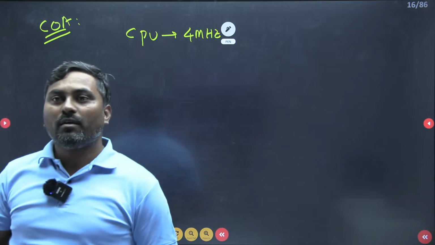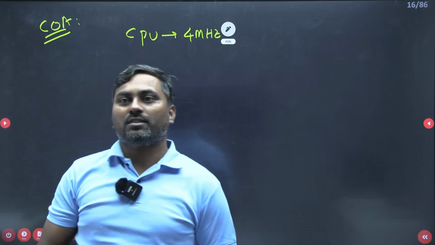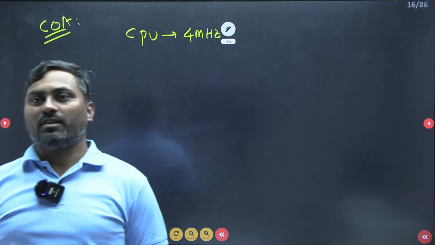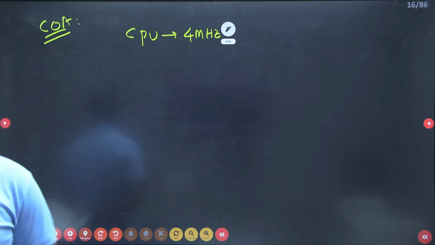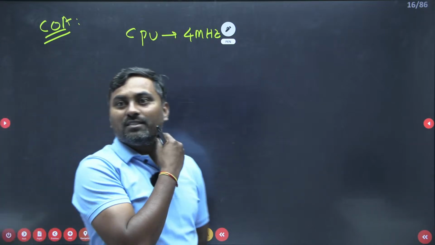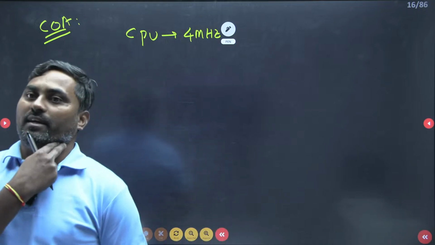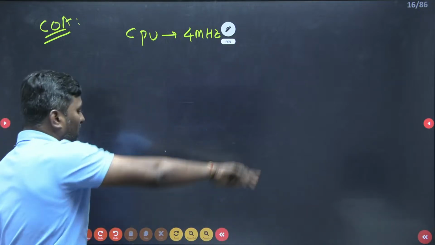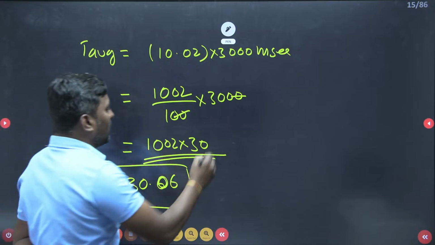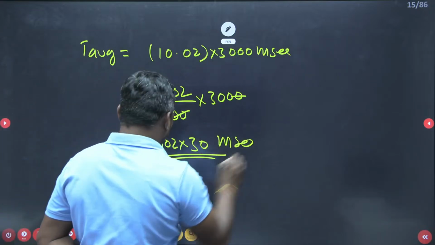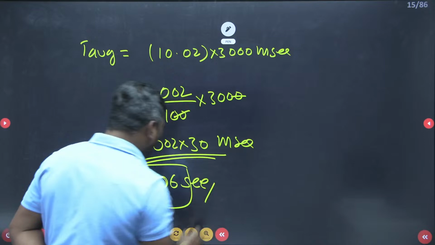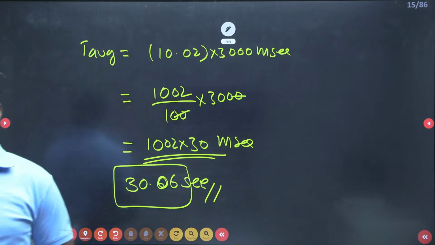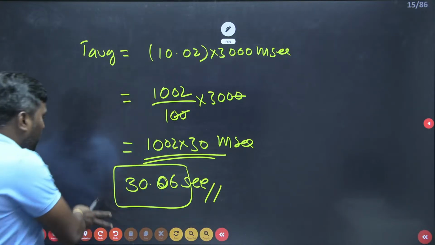You have made a mistake. Yes, 30.06 is absolutely the right answer. So Muguntan, see, small mistakes. They asked in seconds, right? This is in milliseconds, so you have to express it in seconds. That's it. 30.06 is the right answer.